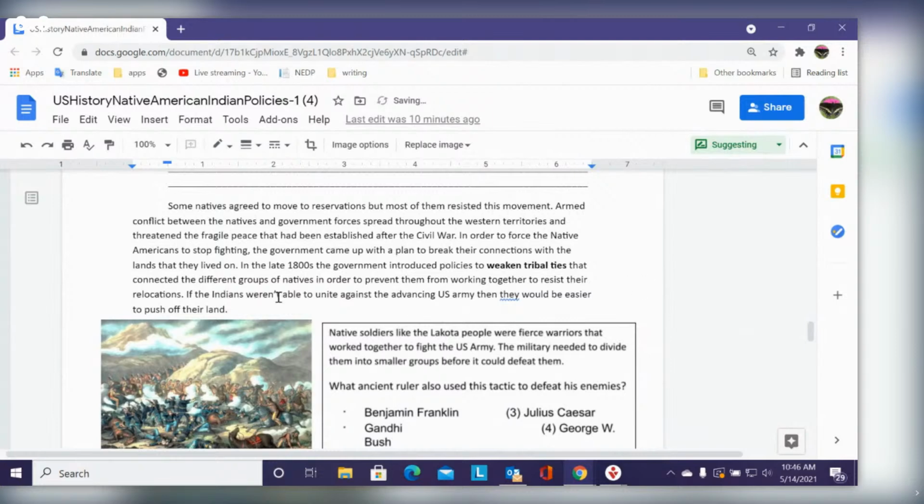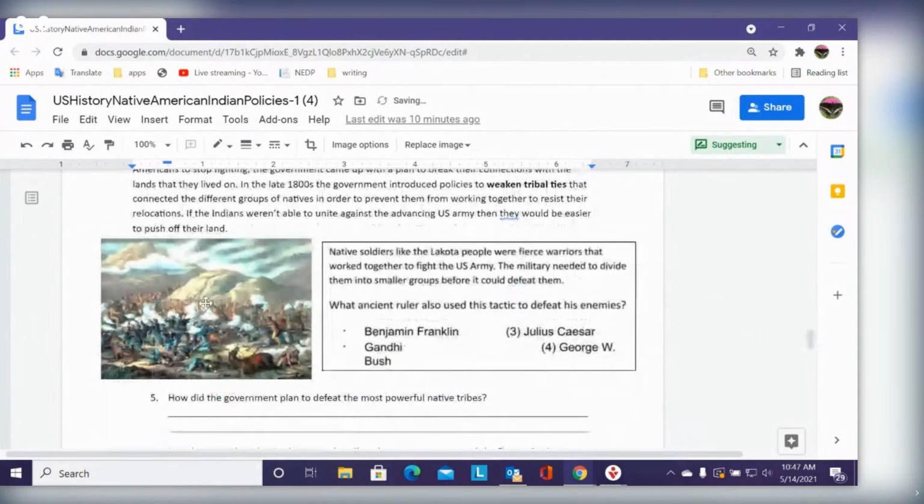So if the Indians weren't able to unite against the advancing U.S. Army, they'd be easier to push off their land. Native soldiers, like the Lakota people, however, were fierce warriors that worked together to fight the U.S. Army. The military needed to divide them into smaller groups before it could defeat them. And so that military tactic was known as divide and conquer. And there is an ancient ruler.